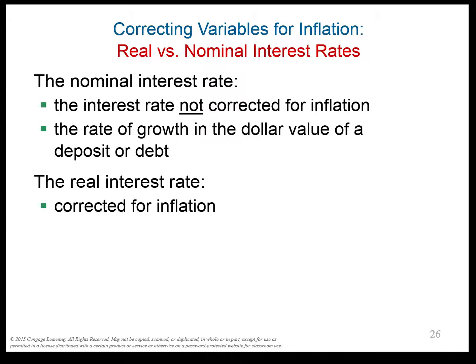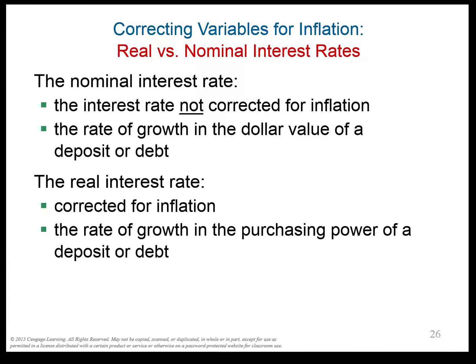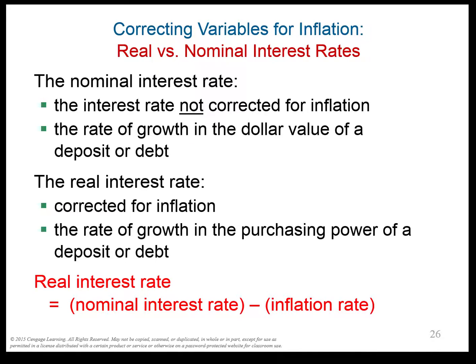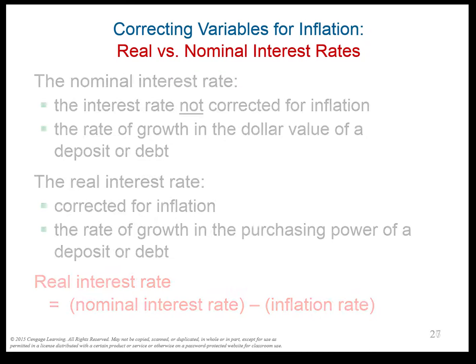The real interest rate is corrected for inflation. It tells you the rate of growth in how much more stuff you can buy. And this is really what you're interested in. Not how much the dollar value is increasing, but how much is the rate of growth of the purchasing power. All right, and so here's the simple formula. Real interest rate is nominal interest rate minus the inflation rate. Okay.